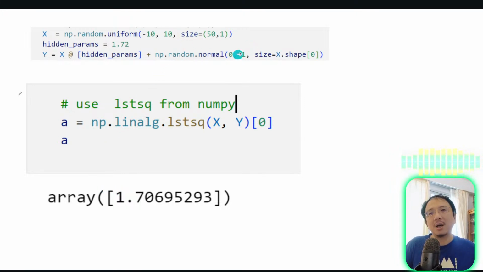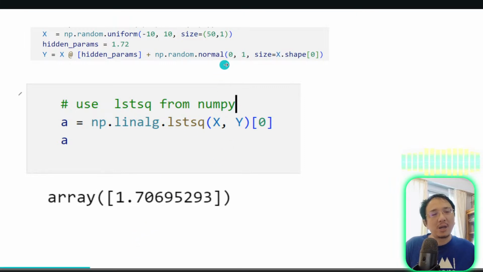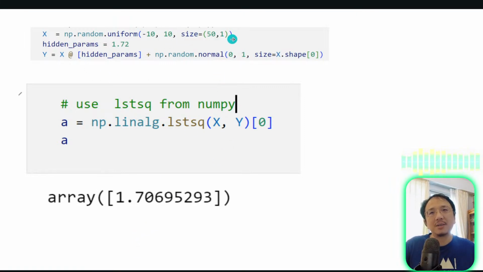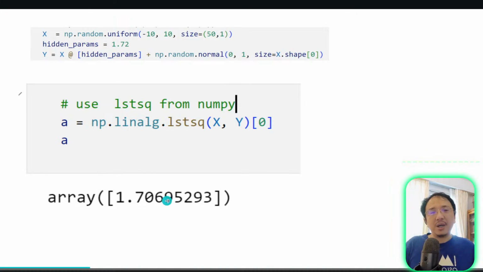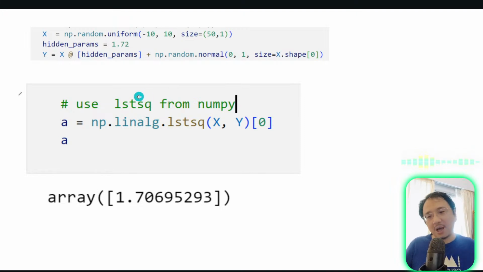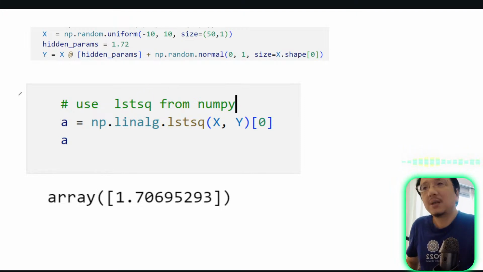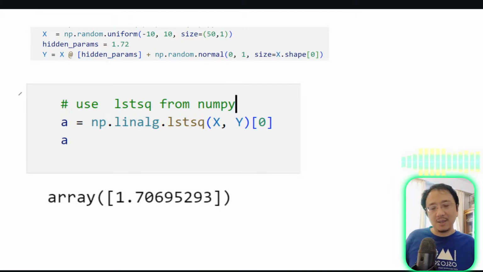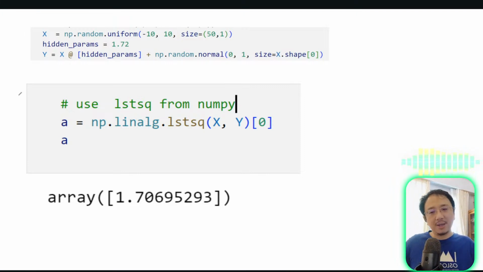You may change the noise level, or you can change the size of the sample. We are having 50 samples right here. If you get 500 samples, the error is going to be much smaller. So you can play around with it to see how good and how bad it is, and what you can expect from running the linear regression algorithm.